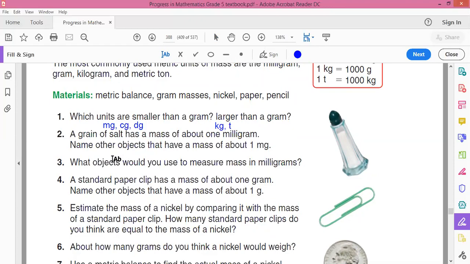A grain of salt has a mass of about what? Milligram. Name other objects that have a mass of about 1 milligram. Okay, tell me.